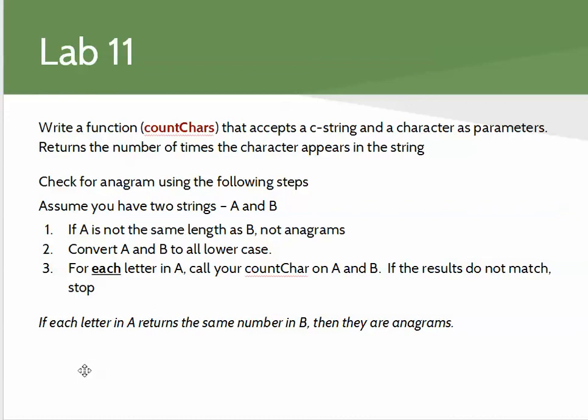You'll call count characters twice, once with A, once with B. If you make it through every single letter in A and they appeared in A the same number of times as they appeared in B, they are anagrams. So that would be the recommended approach for Lab 11.